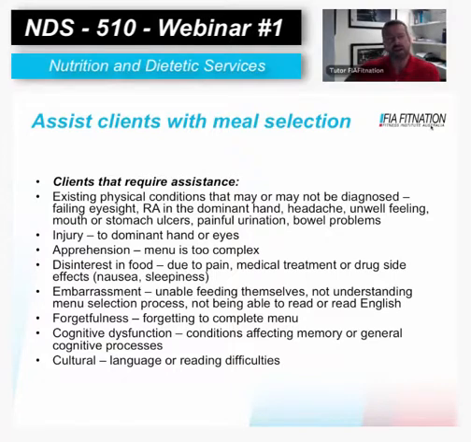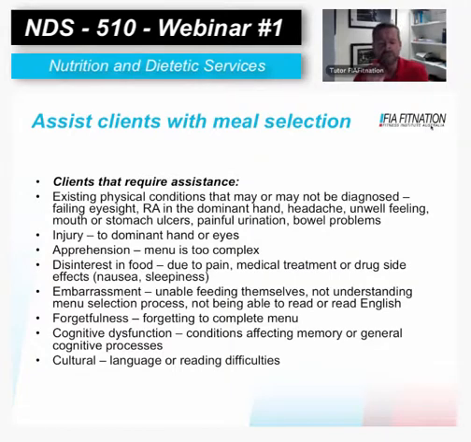If a menu plan is too complex, then clients can become very apprehensive because they may have only cooked very, very simple meals, so that may prevent them from following the meal plan because simply they're apprehensive about the complexity of the meal. Disinterest in food, as we mentioned, some medical side effects. Some people experience nausea and sleepiness, so that can actually impact their interest in food.